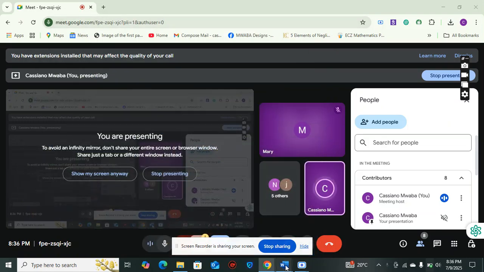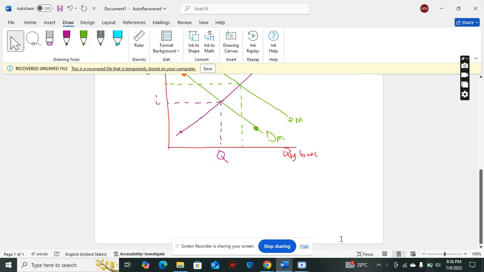Okay, so today we're going to look at the classical theory. This is another theory of how the interest rate is determined. Okay, the classical theory. This theory states that the interest rate is determined when savings equals investments.